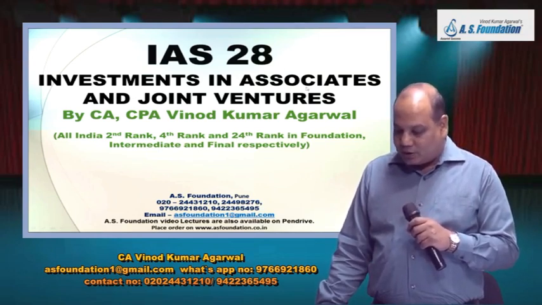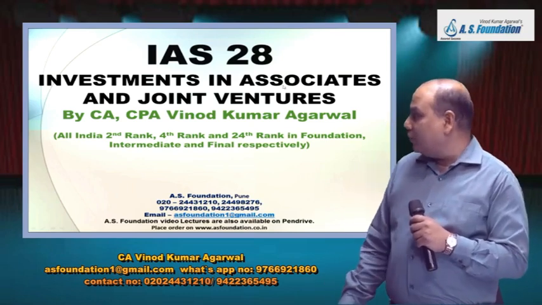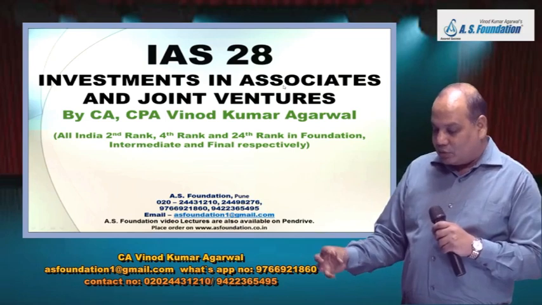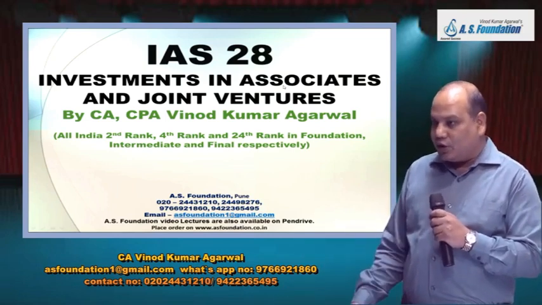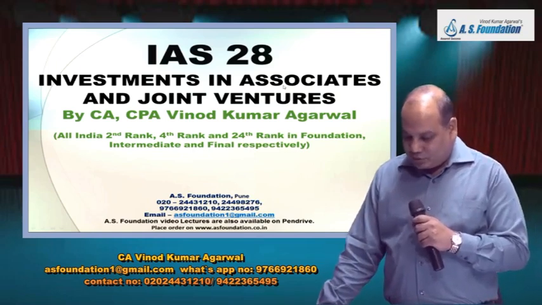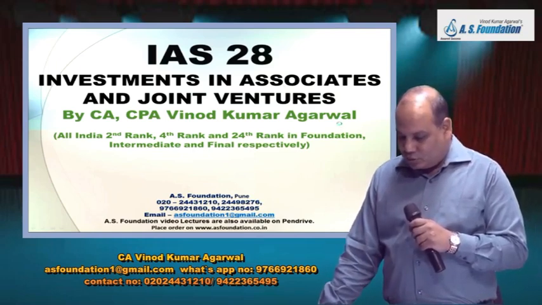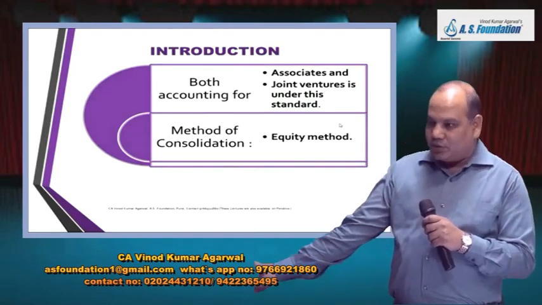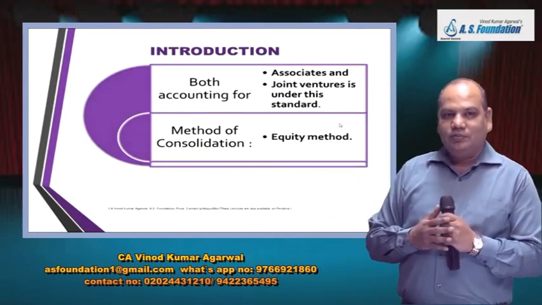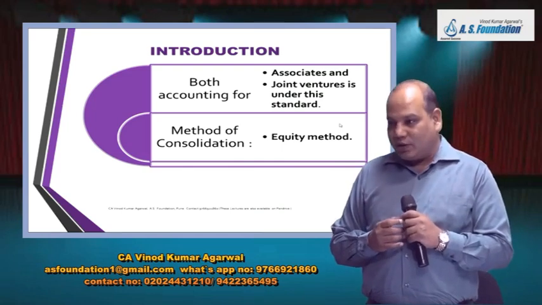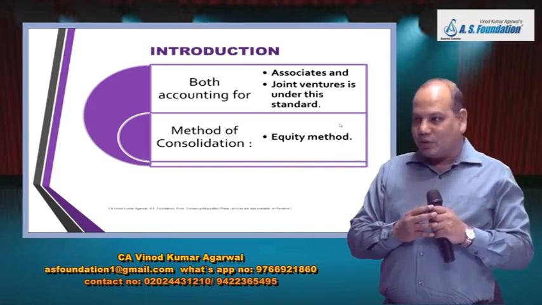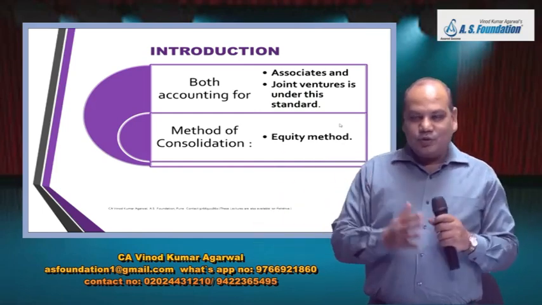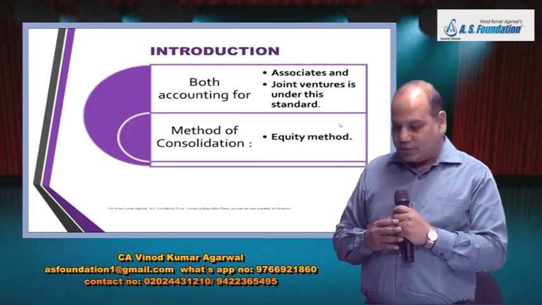To have a better understanding of the performance of the associate, where we have significant influence, and to have a better understanding of the performance of joint venture, where we have joint control, this standard says you also bring the performance of associate and joint venture in the reporting entity's financial statement. So if they make more profit, you will show your share in profit. If they suffer losses, you will show your share in those losses.